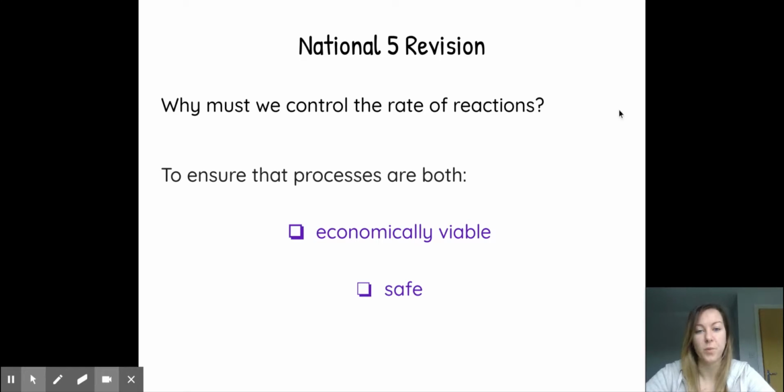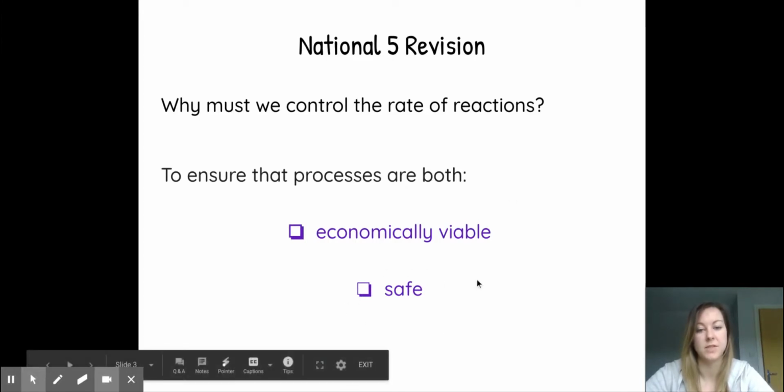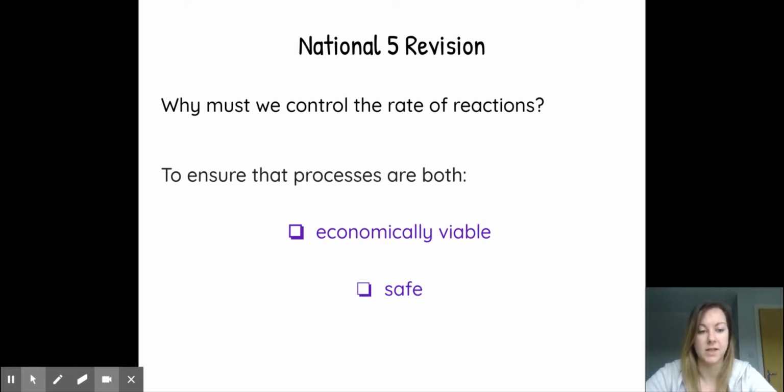So why, first of all, must we control the rate of reactions? We all know that if a reaction is left to its own devices, sometimes it can get out of control, and this is when explosions and things can happen. But also we want to make sure that the process is economically viable, so that the company, for example, who are making pharmaceuticals are getting enough yield and making enough profit. We also want to make sure that our processes are safe and they can be controlled and collected safely so that no accidents happen.